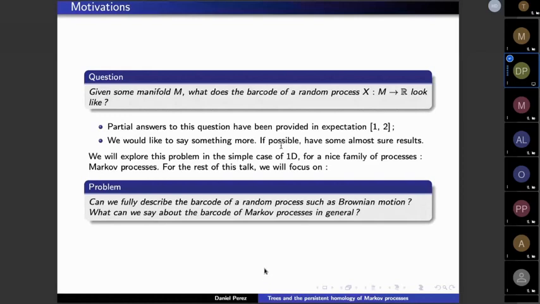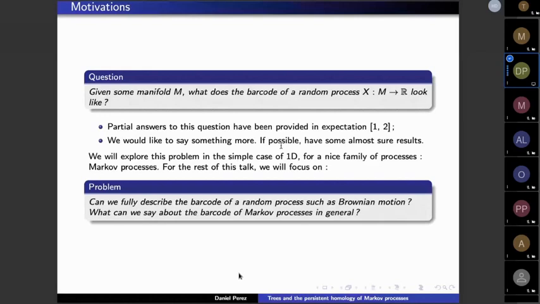In general this is not necessarily a trivial task, but for the simple case of one-dimensional functions, we can say quite a bit. In particular, if the processes are Markov, then it is possible to give a nice description of their barcodes. So for the rest of this talk, we will focus on Markov processes, and in particular on Brownian motion. We will illustrate the general principles that apply to Markov processes with the particular example of Brownian motion.